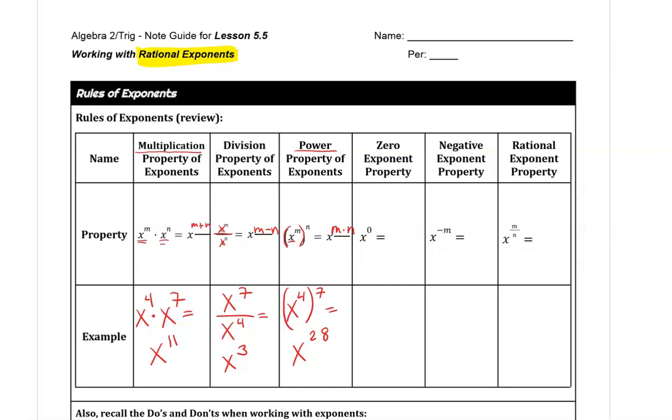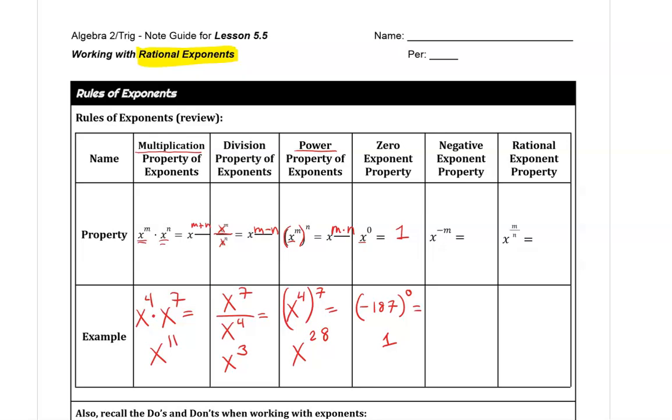The 0 property says if you take a base and you raise it to the power of 0, we just say that that value equals 1. And that's true for any base. I could even have something like negative 187 and raise that to the power of 0, and it just goes back down to 1 again.